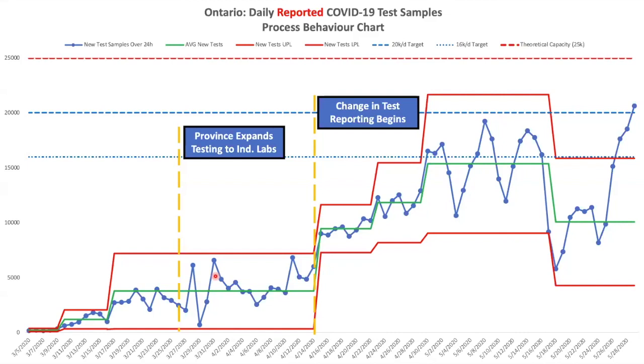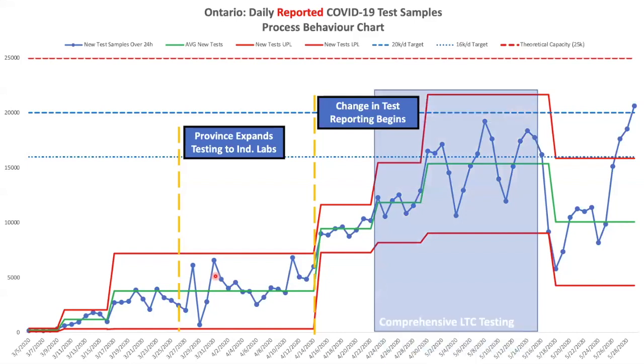Now things start to get rather interesting. We can actually see the variation patterns shifting and changing in response. It's rather coincidental that the cleavage point seems to happen right there. Well, let's look at the period of comprehensive long-term care testing. That definitely seemed to have an impact. More and more tests were being done. So we could say, yep, I can see that.